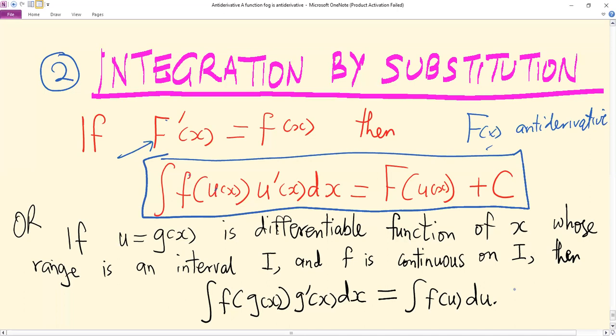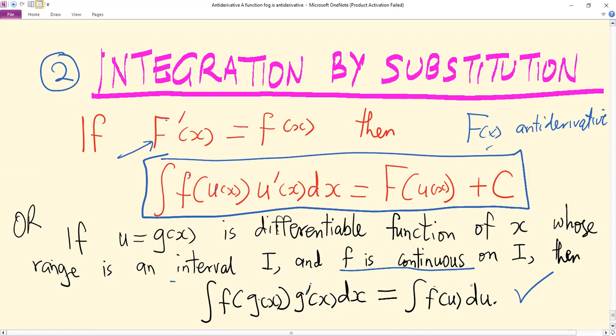Or we can frame it in a different way by saying if u is g of x, a differentiable function of x whose range is an interval I, and f is a continuous function, then the substitution method works by saying that you replace the function u of x into the function f, and then differentiate with respect to x, and then this integral can as well be written as the integral of f of u du.